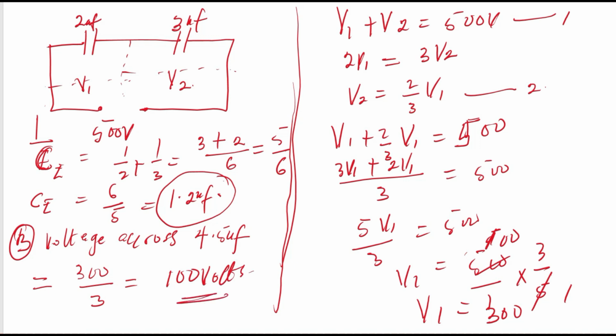100 volts. With this, we've come to the end of this worked example. I hope you understand how to calculate voltage across capacitance in series and parallel, and also how to calculate the effective capacitance across capacitance in series and parallel.